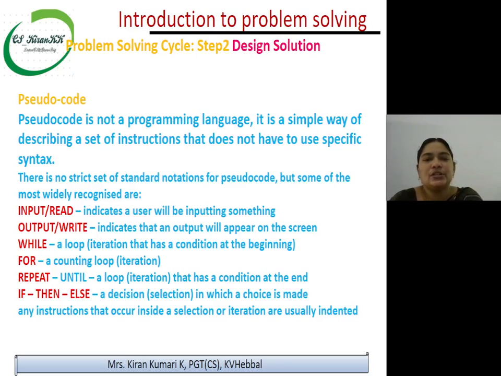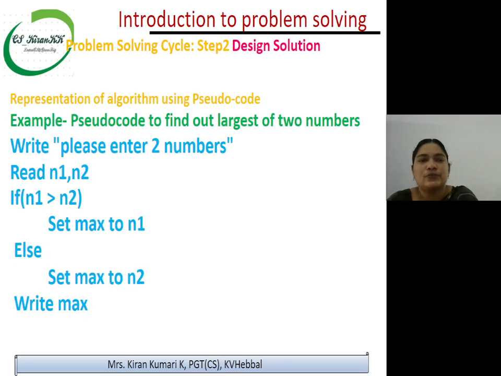Any instructions that occur inside a selection or iteration are generally indented, so we give one tab space. Indentation is so that it is clearly understood, like in the previous example. See here also we can see n1 greater than n2. We indent the next statement so that it is clear that set max to n1 is executed if n1 is greater than n2.